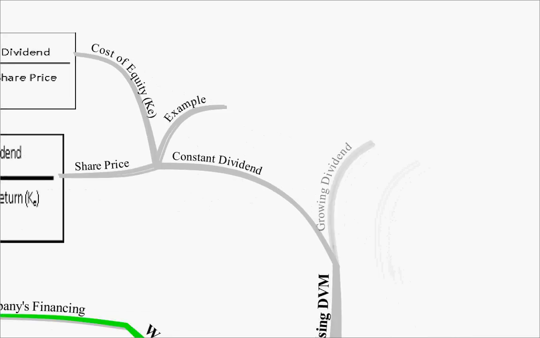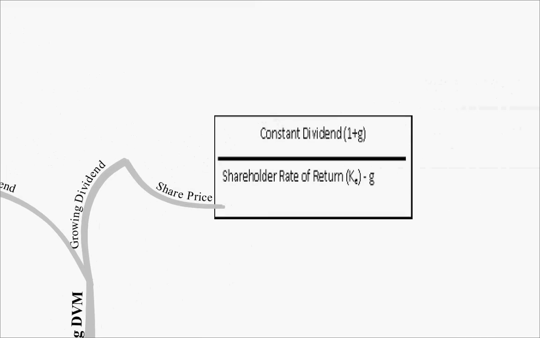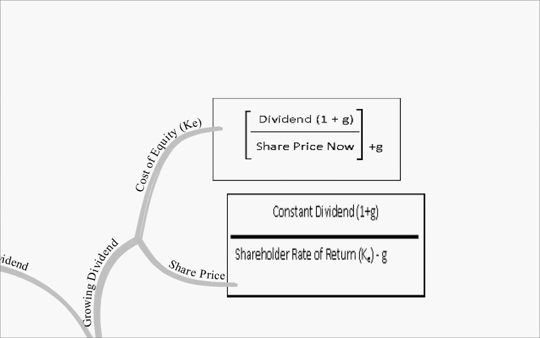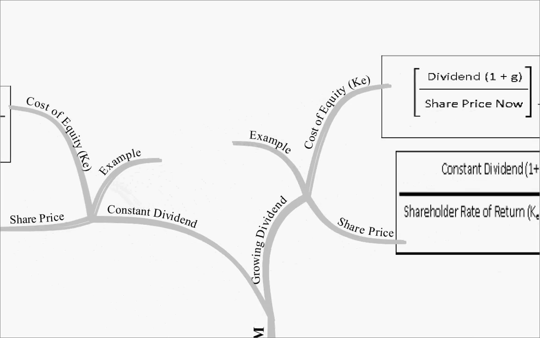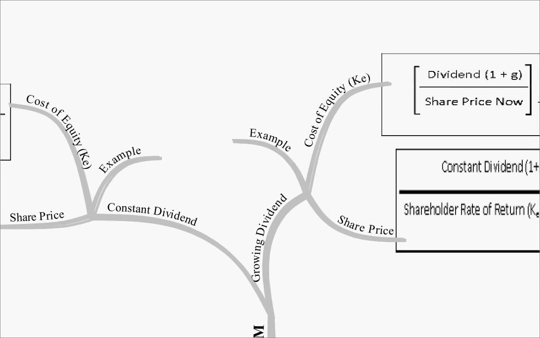We did a little example in the notes. A growing dividend then, if you have a growing dividend, remember the share price is the constant dividend times 1 plus your growth over your shareholder rate of return, i.e. your cost of equity, less your growth. Flipping that around again, to get the cost of equity, we need to put the dividend times 1 plus growth over your share price now, and again add in your growth. Okay, and that will get you your cost of equity. Again, we did an example of that in the notes. Go back and refresh your memory.